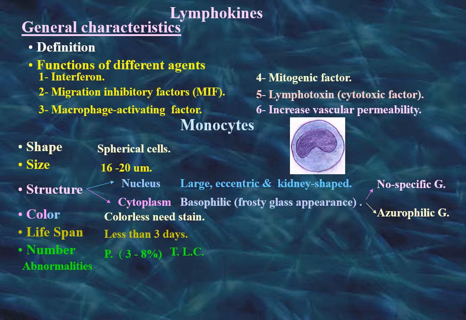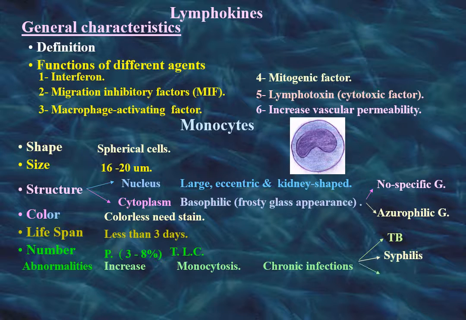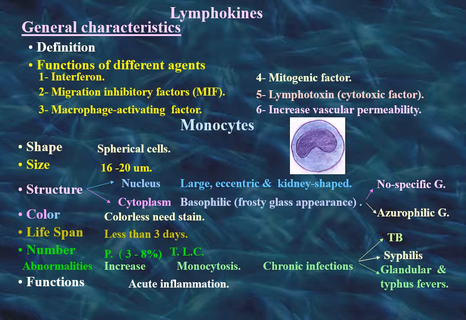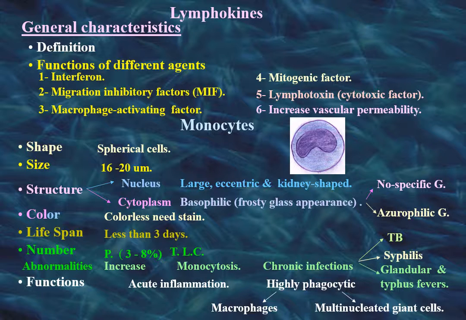Abnormalities in number. An increase in their number is called monocytosis, which occurs in chronic infections such as tuberculosis, syphilis, and glandular and typhus fevers. Functions: they play a role in acute inflammation. They are highly phagocytic. In tissues, they are called macrophages. They can fuse with one another to form multinucleated giant cells, which are very important to engulf objects that are too large or resistant to phagocytosis by a single cell.